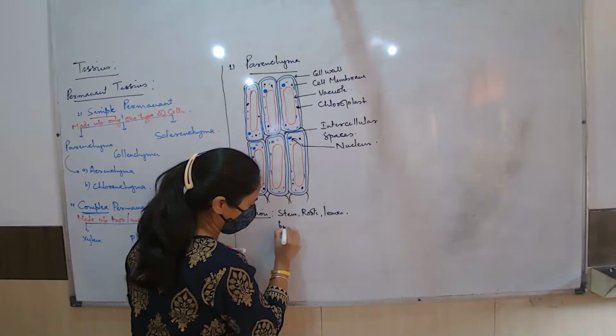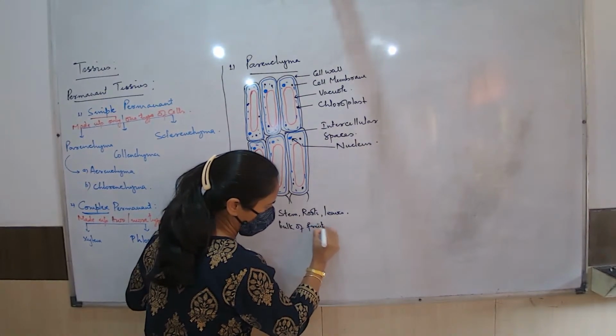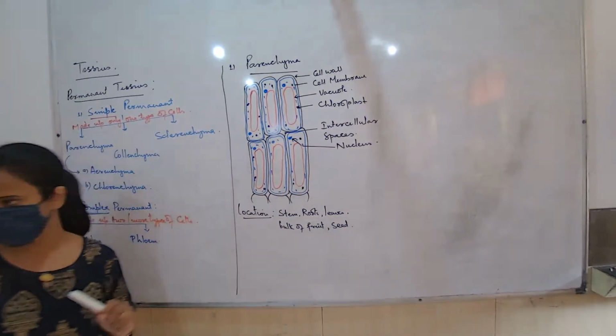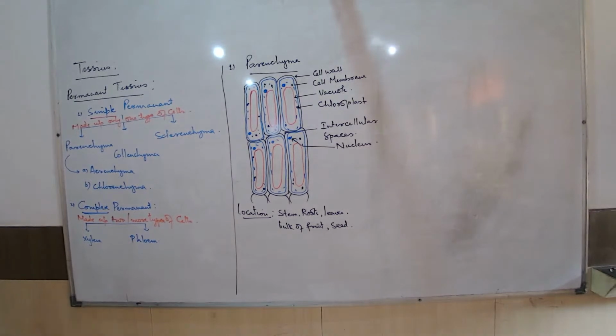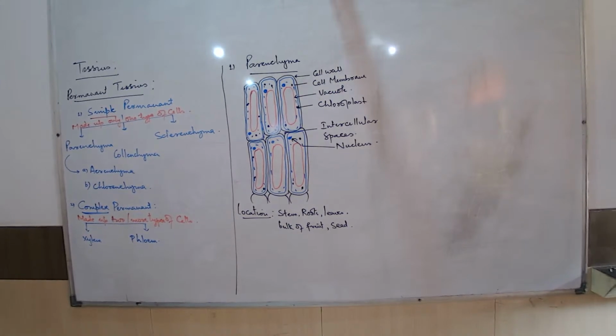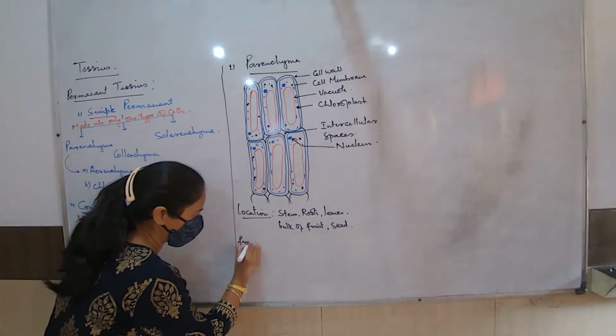They may form the bulk of the fruit. They may form the bulk of the seed. All these are parenchyma. What types of functions do they perform, if they are present in all these different types of locations?